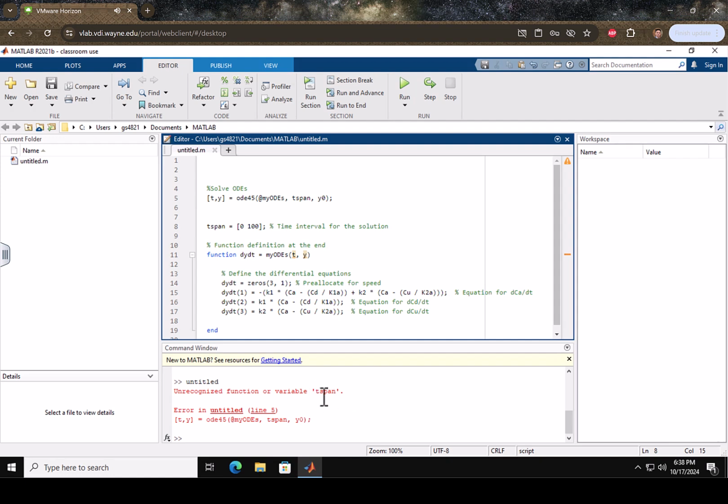So again, it's giving us the same error that it doesn't recognize it. That's because we are not telling it what it is before we are entering the t-span. So we just need to take this and put it above, and then that one error should be resolved. That one is resolved, but we still have an error with y not. It doesn't know what this is. So we have to fix what that is.